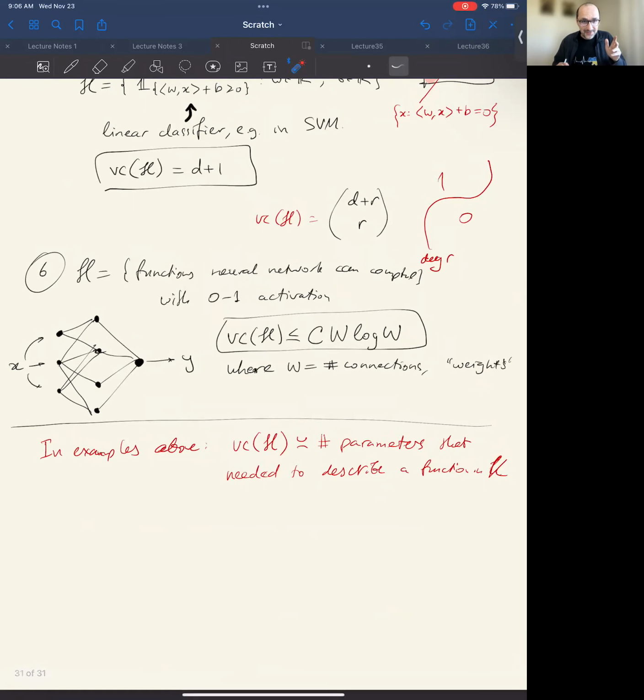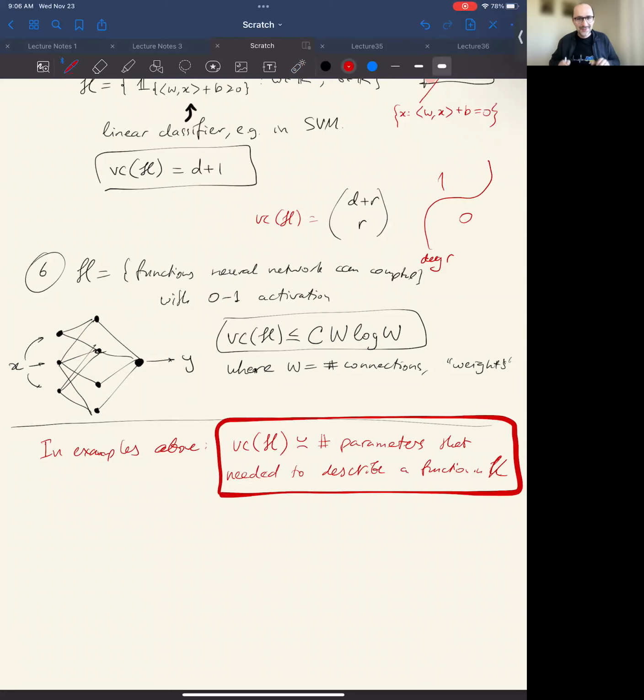Then things become a little iffy. In neural networks also, W is the number of parameters, number of connections here, but up to a log factor. So it's generally true, I guess, as a first approximation to the truth, that VC dimension should be proportional to the number of parameters needed to describe H. Although, I don't know, it's a minefield. Sometimes it's very not true.